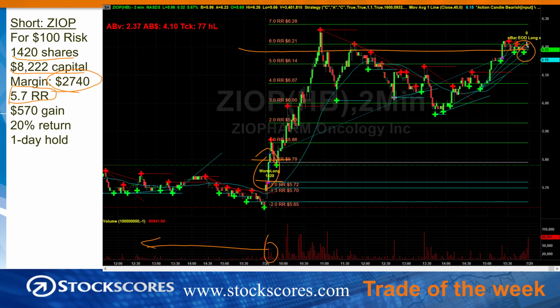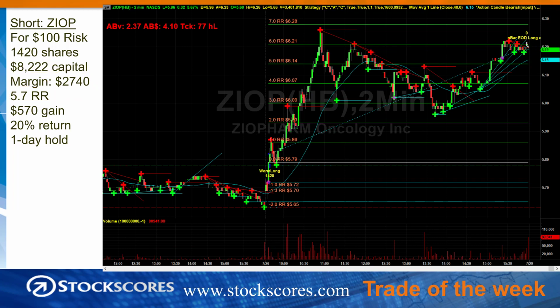Okay, knock off commissions, maybe it's $550, but still you're looking at about a 20% return for a 1-day hold. That's the kind of day trades I love, making that quick return, simply following an algorithm that identifies abnormal activity. You want to learn more about that algorithm and how you can utilize it, go take a look at the trader training area in the Stock Scores website. There's some videos in there that will help you.